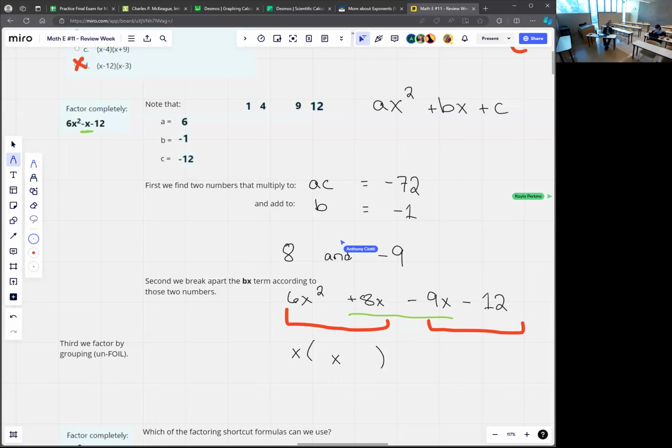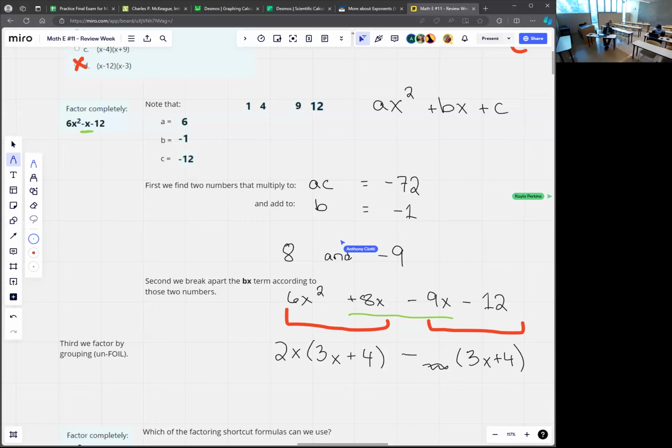What's the biggest factor I can pull out of both 6 and 8? 2. 4. No, wait. 4 doesn't go into 6. So that makes this a 3. That gets me the 6. And then 2x times what is 8x? That's just 2 times 4 is 8. Everyone okay with that first red bar? Yeah. Okay, now I'm gonna have something else, and it's going to be 3x plus 4 also.